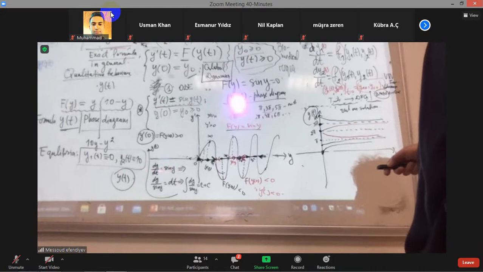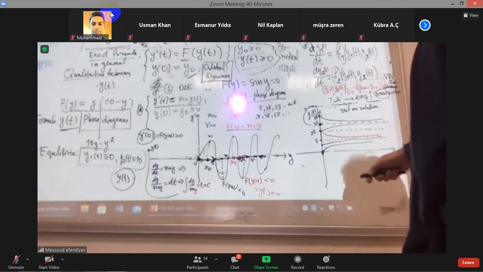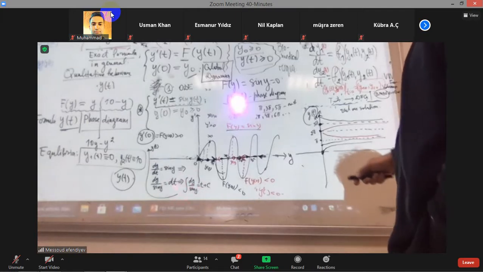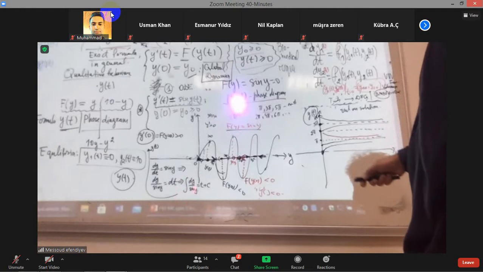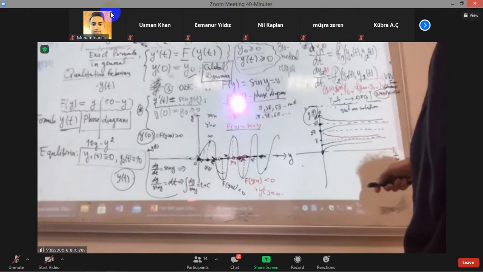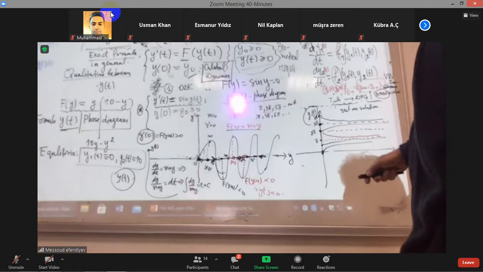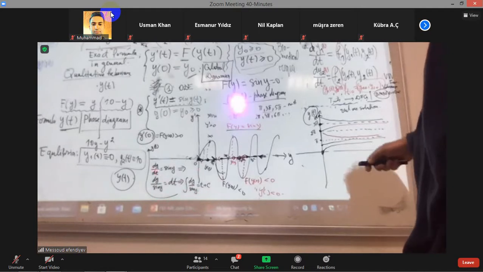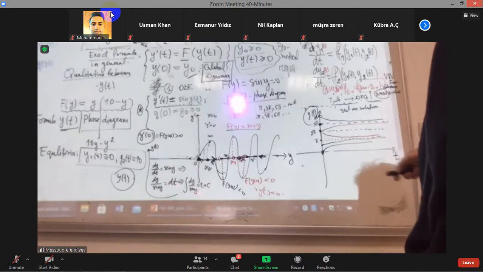You can put dy over sine of y equal to dt, and then if you integrate, you have to make an integral of dy over sine of y, so that you can find this integral. It will be a little bit of a complex function, but you can find it. But then after having the integral, you have to extract from it the function y of t. You see, even for this kind of function, it is a cumbersome way and not promising.